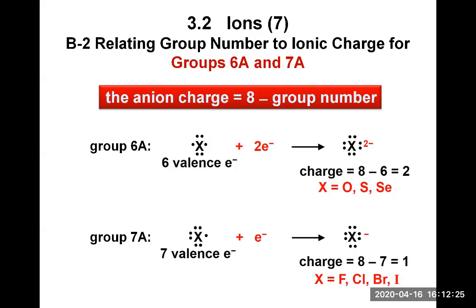Group 7A, the halogens, have 7 valence electrons, so 7 dots around them. They like to gain 1 more electron because 8 minus 7 is 1. So they like to gain only 1 electron, and that will help them reach the octet. Now they have 8 dots around them with 1 extra negative charge. And so the halogens are fluorine, chlorine, bromine, and iodine. They will always make -1 ions.